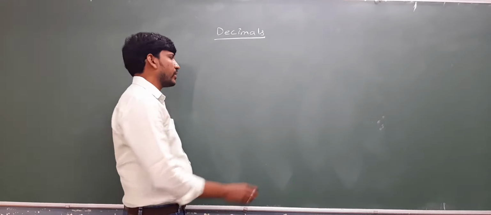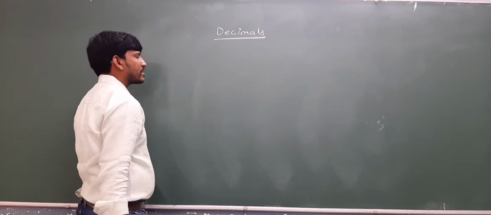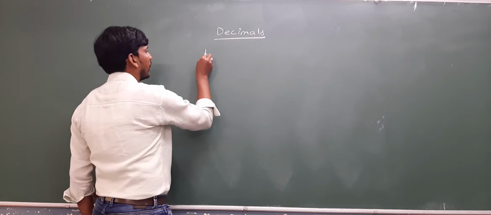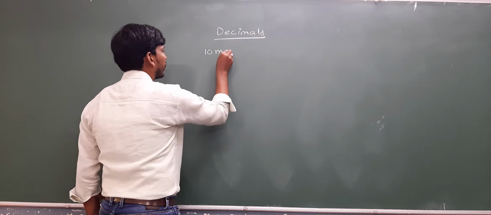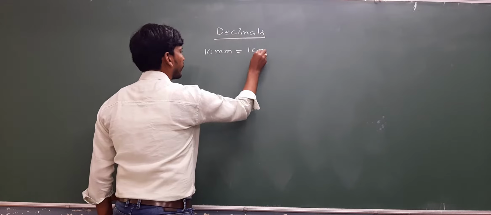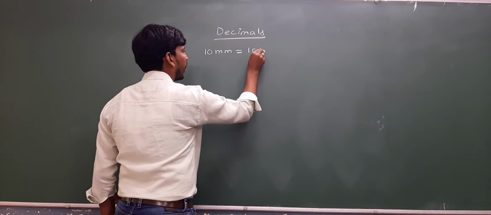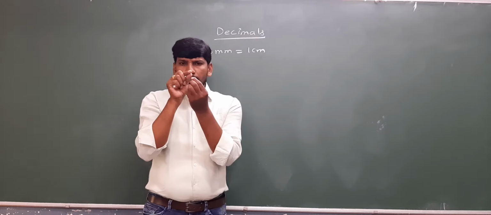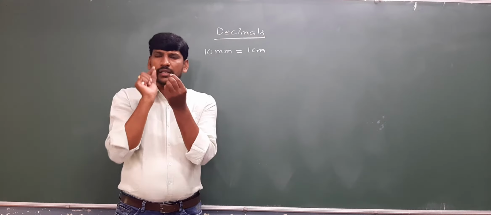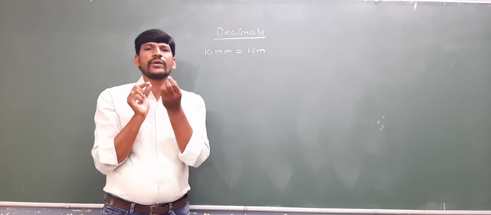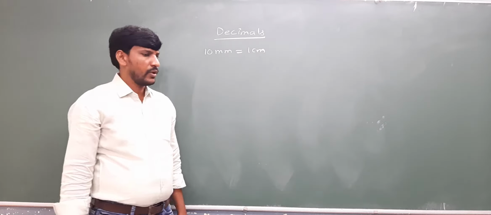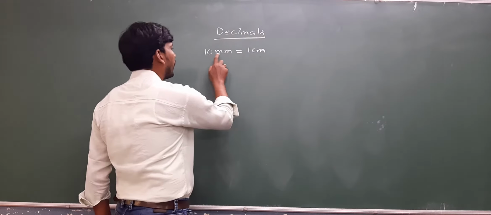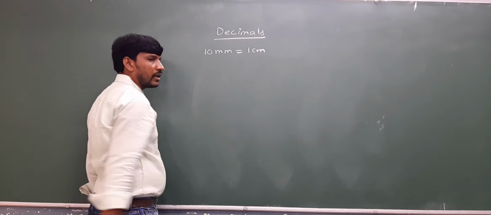Okay, now let us see this here. We are going to discuss a simple concept. Everyone knows that 10 millimeters is equal to 1 centimeter. Did you observe in your scale? If you observe your scale, between two numbers we have 10 lines. Each and every line is equal to a millimeter. So like that, 10 millimeters is equal to 1 centimeter.